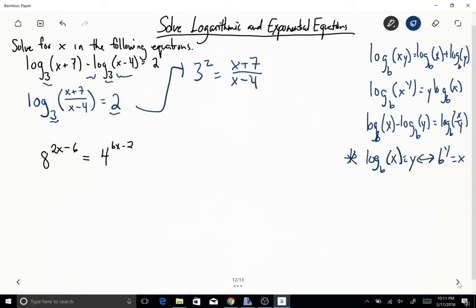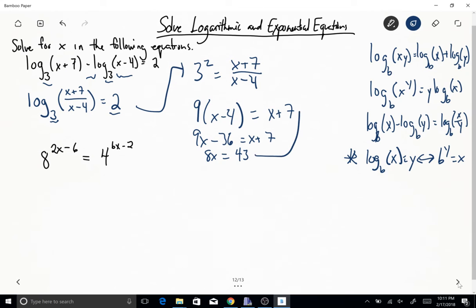Now, moving forward from this part, notice that means 9. And if we want to get rid of the denominator, remember we multiply both sides by it. Just make sure you put it in parentheses. 9 times the quantity x minus 4 equals x plus 7. So that means 9x minus 36 equals x plus 7. Subtract the x over to the left hand side, that means 8x, and then you add the 36 over to the other side, that means we get 43. And then we get x equals 43 over 8.